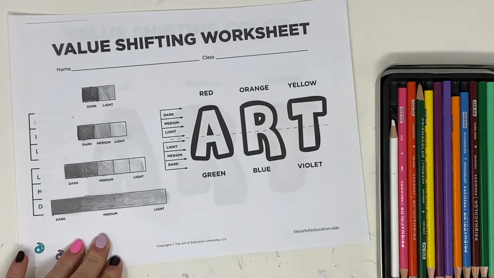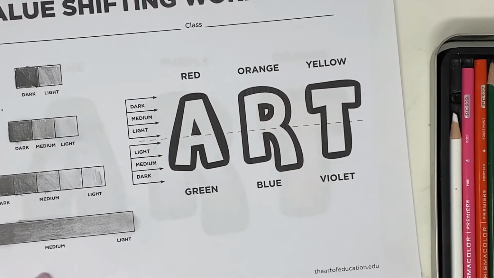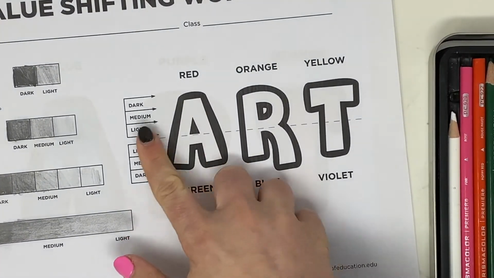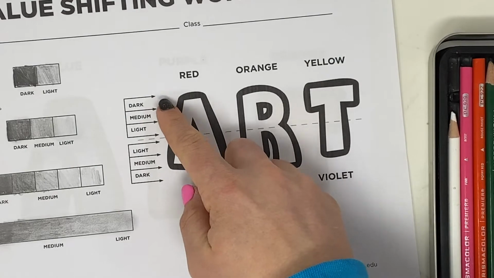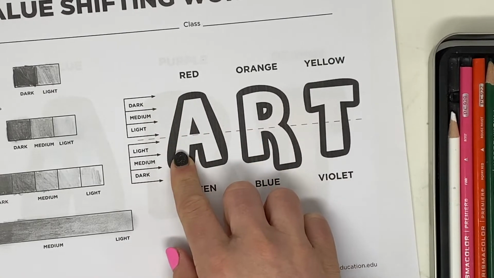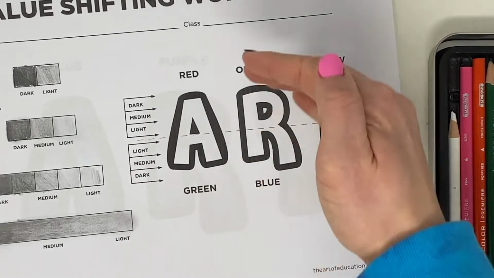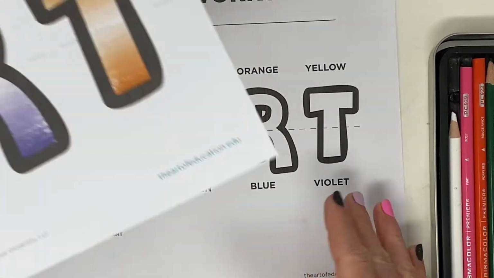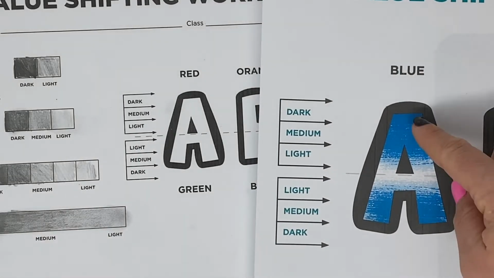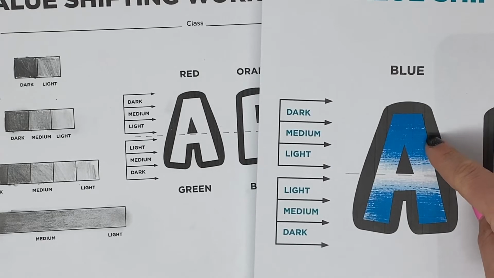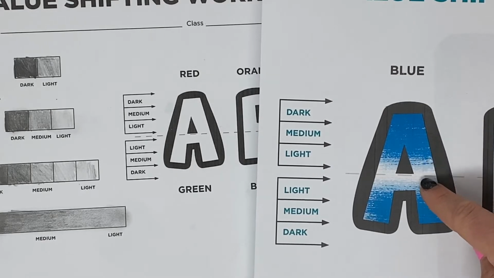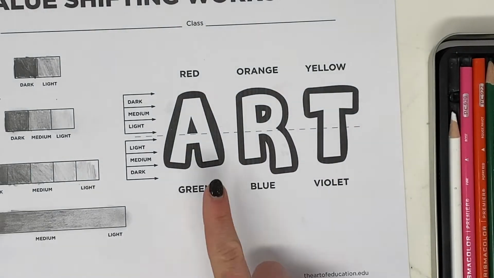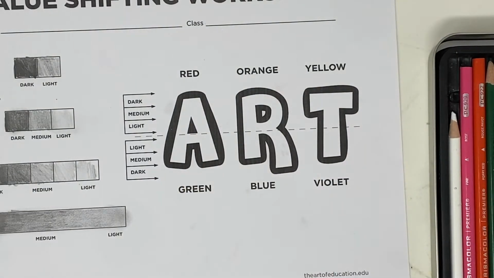Okay. So as we do this, what you are going to do is where it's cut in half, it's going to go dark, medium, light, and then on the bottom half, it will go light, medium, dark. So when we talk about value shifting, you can see here that the color goes dark, medium, light, light, medium, dark. Okay, so it's going to be a little bit like this. So I'm just going to get going on this and I'm going to speed up the video, and after you will complete that.